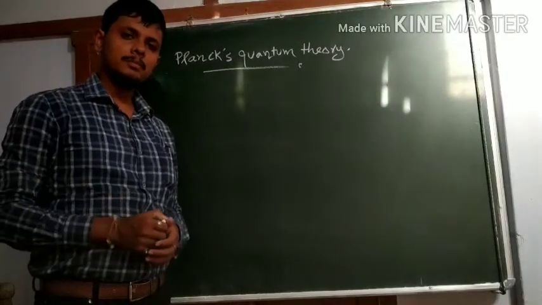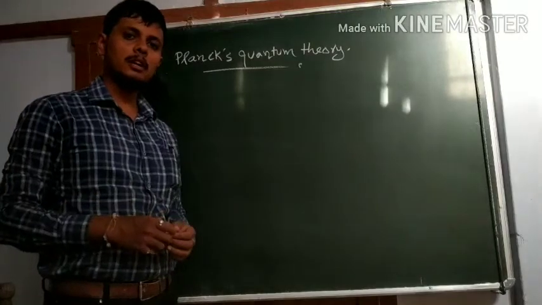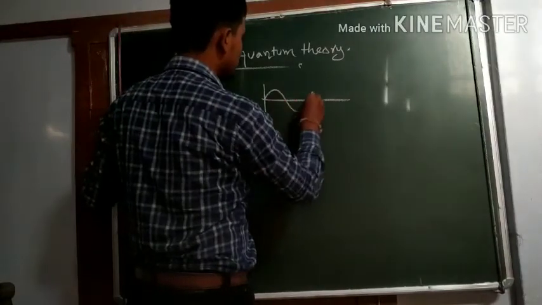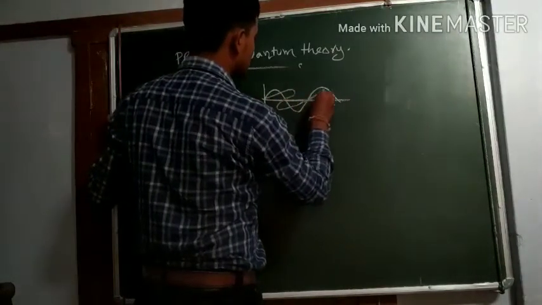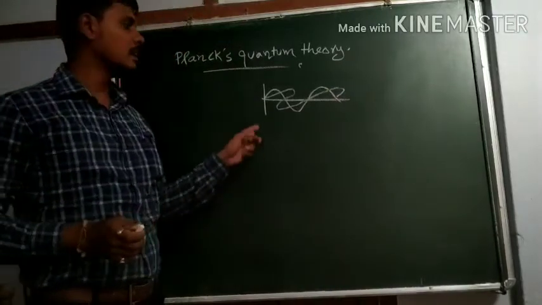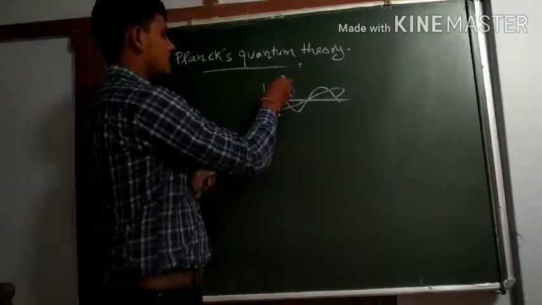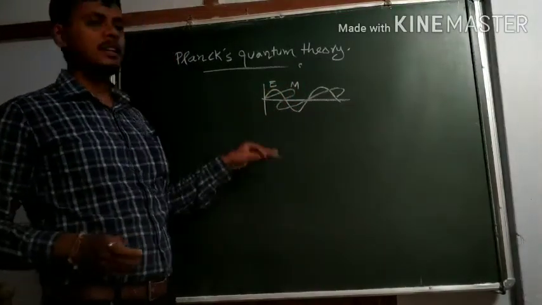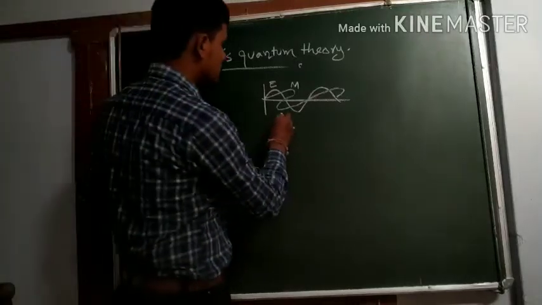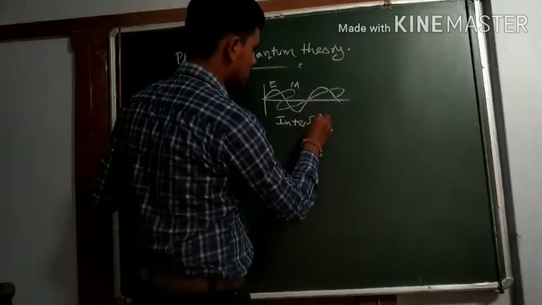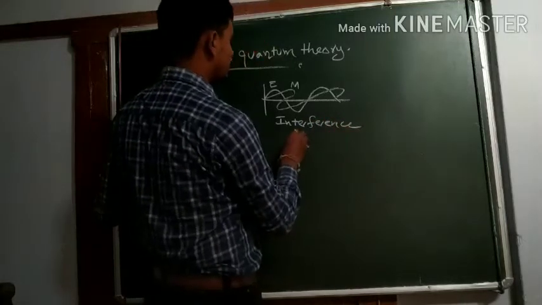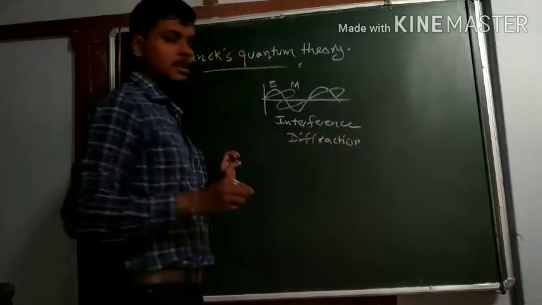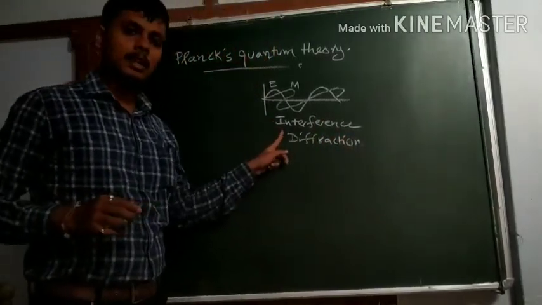We told that electromagnetic radiations are waves. Okay, they have an electric field component and a magnetic field component perpendicular to each other. So electromagnetic radiations are waves, which means they show interference and diffraction.